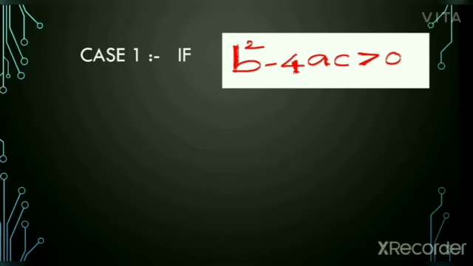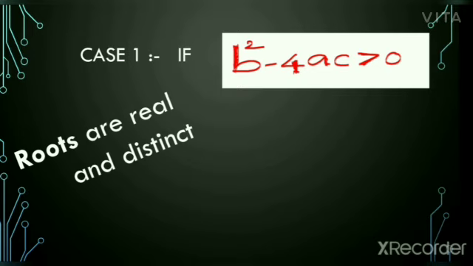Let us see case 1. If b square minus 4ac is greater than 0, if the discriminant value is greater than 0, then roots are real and distinct.